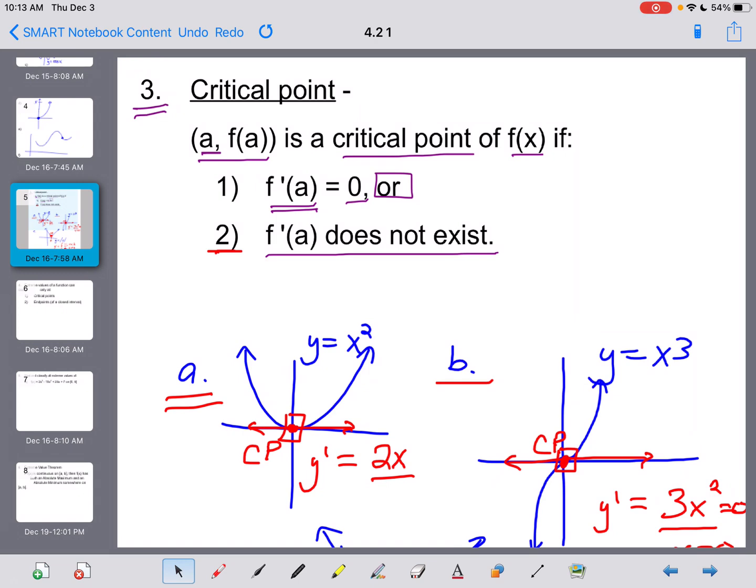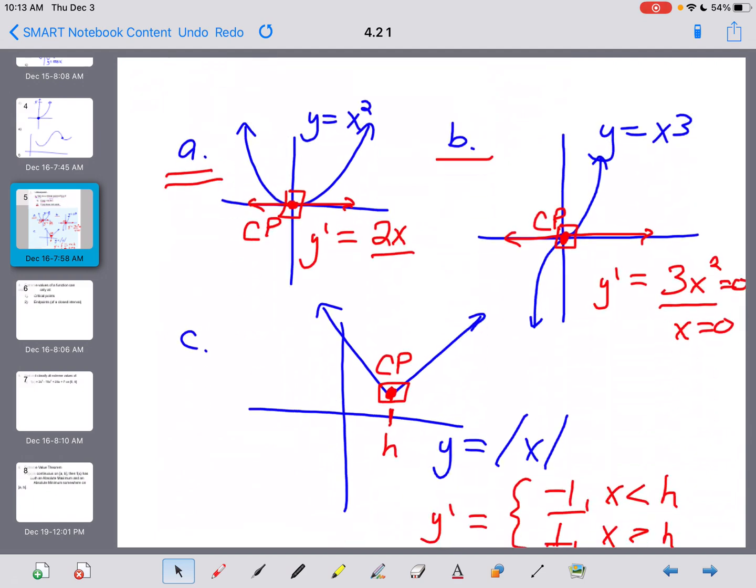So unlike a and b, this is important, guys, please pay attention to this. Unlike a and b, this graph in C does not have a horizontal tangent at its critical point. The horizontal tangent exists because the derivative exists and is equal to 0. But right here, guys, in the graph of C, this one does not have a derivative at x equals h, and so there is no tangent line at that spot.